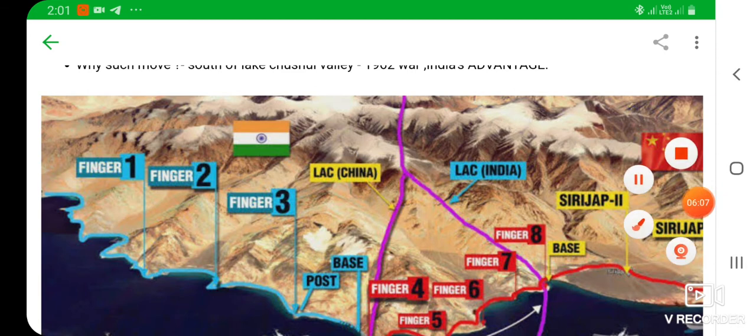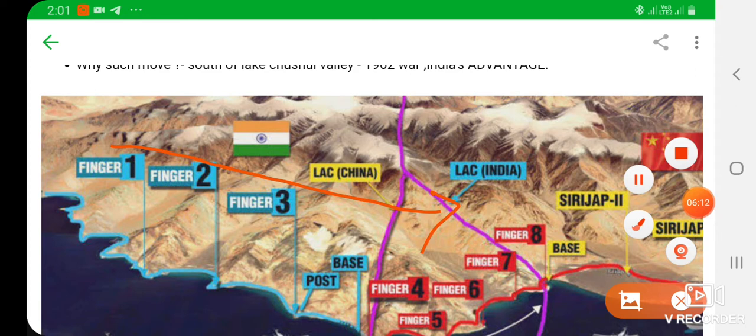Okay, so what India is thinking is that there is a portion that is for India, and China is thinking that this much portion is for China. Okay, so this is the existing condition. But in 2020 there was a development at this point.